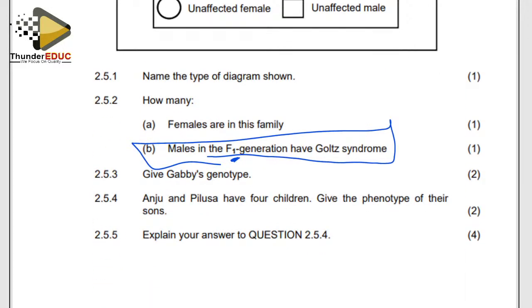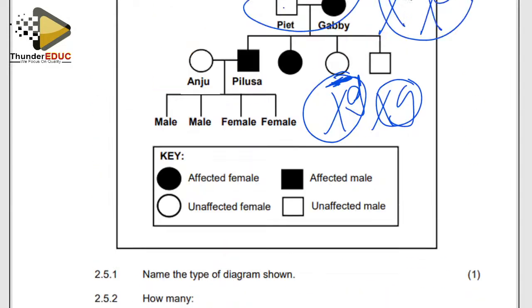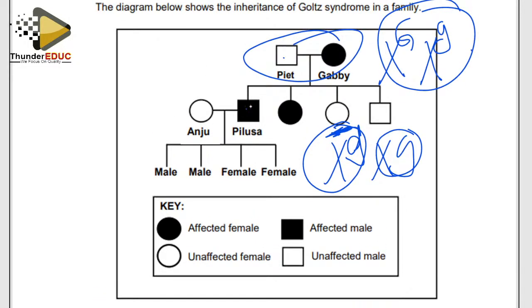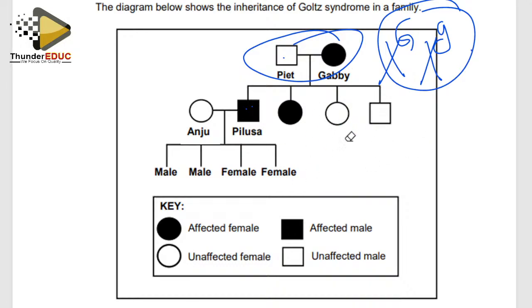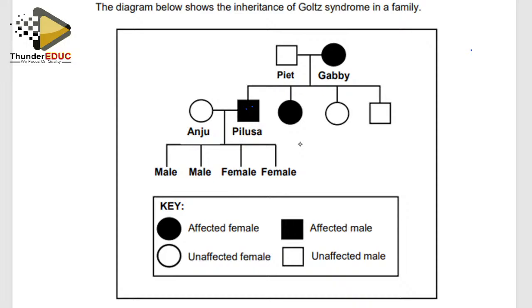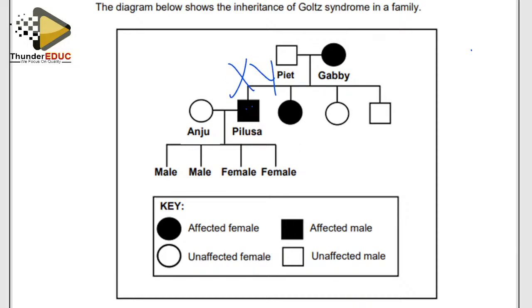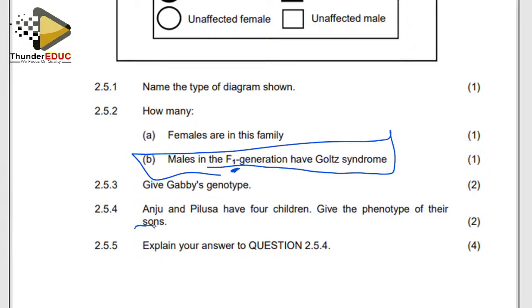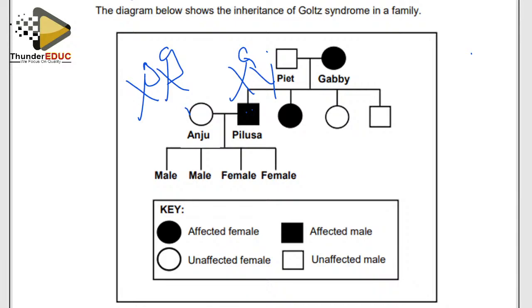Okay. Then they're saying that Anju and Pilusa have four children. Give the phenotype of their sons. They're saying Anju and Pilusa have four children. So this is a male. Obviously, then we say that since it's a male, you write it there. This is a male who is affected, meaning that capital G. And then this is the female, but this individual is normal, meaning that is having that. So they're saying the phenotype of their sons is only talking about the sons.